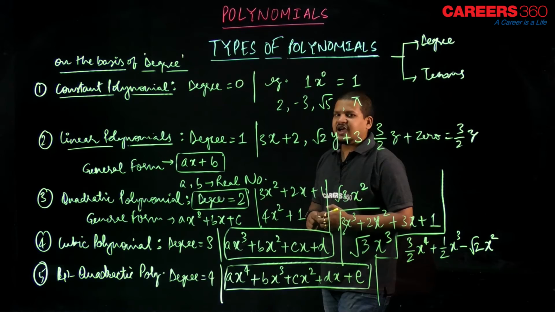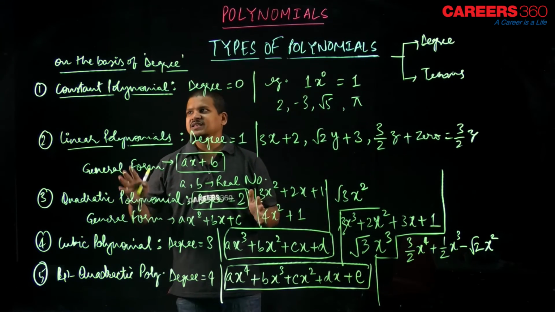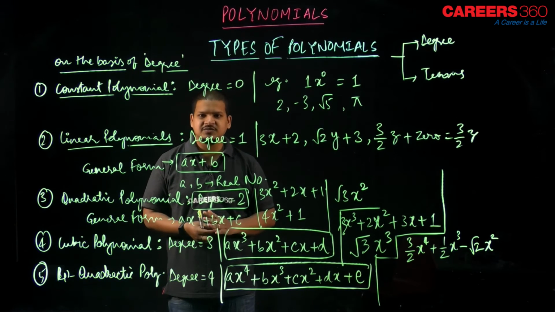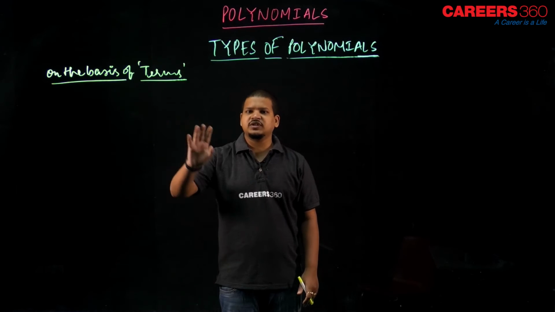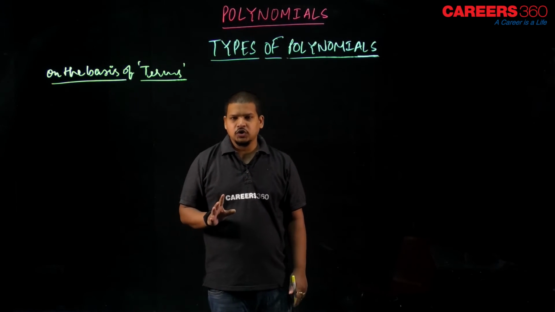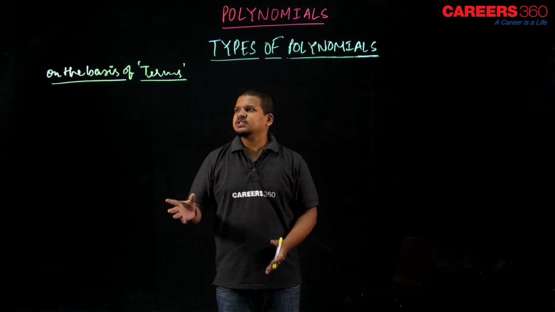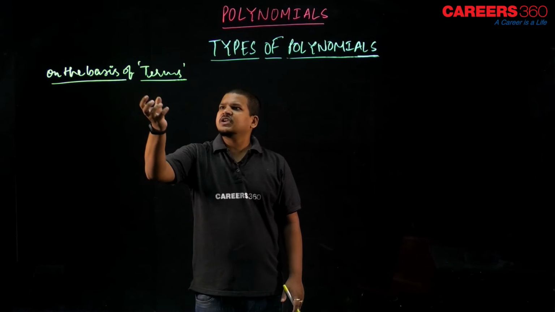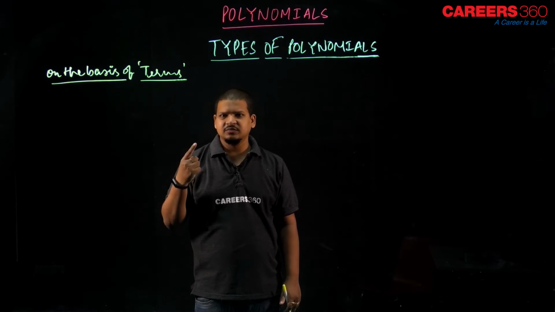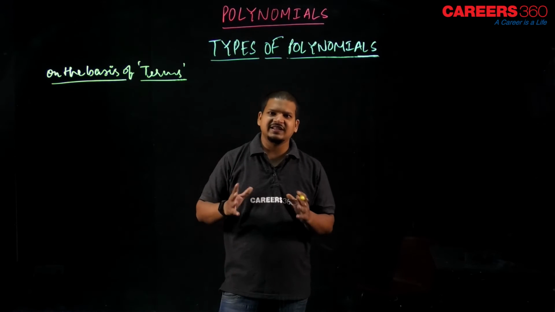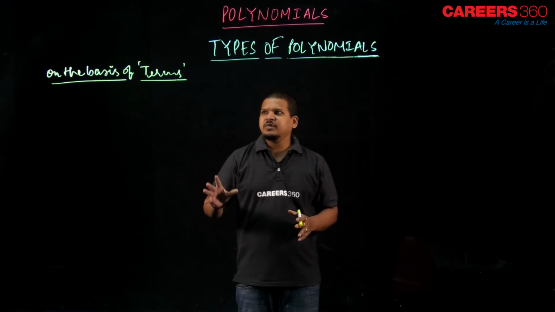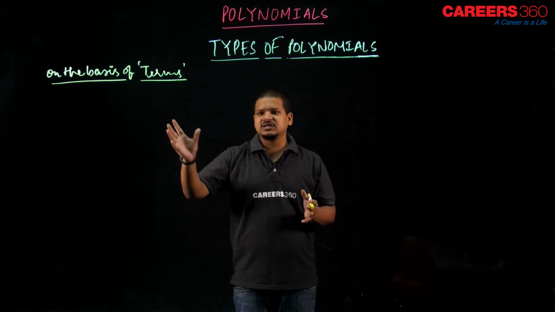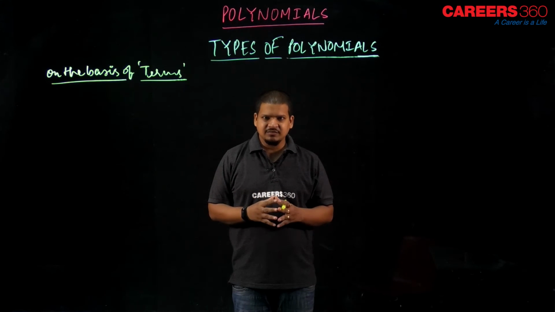So that's how we have classified various polynomials on the basis of degree. Let's understand them on the basis of terms as well. Now let's see on the basis of terms how we have classified the polynomials. As you can clearly anticipate, the bifurcation will be done on whether there are one term, two terms, three terms, four terms, and so on, right? That is how we will be classifying the polynomials on the basis of terms. Let's understand this bifurcation using some examples.